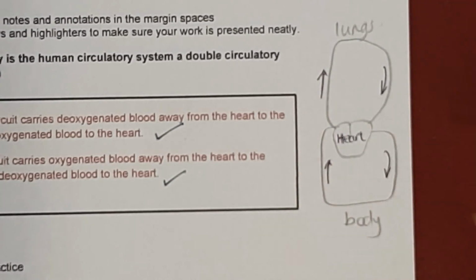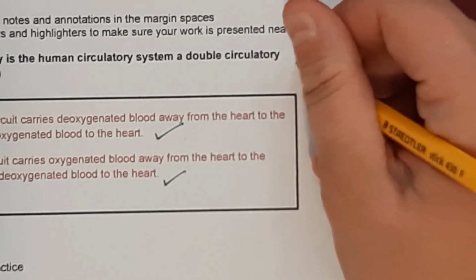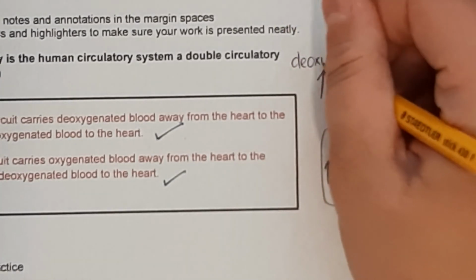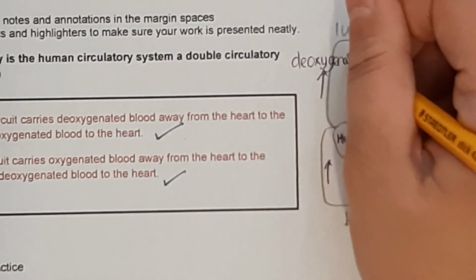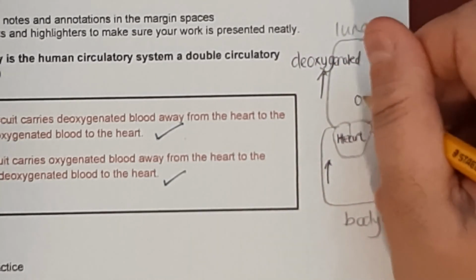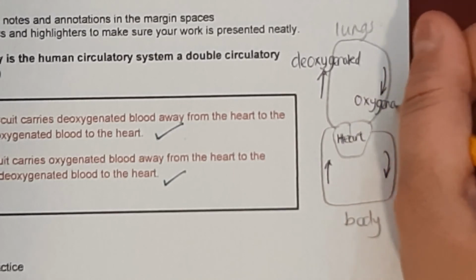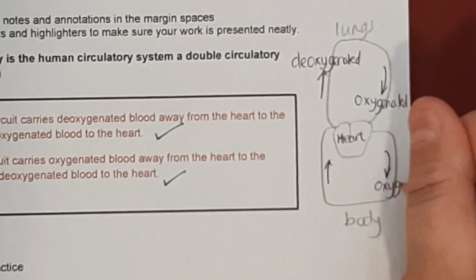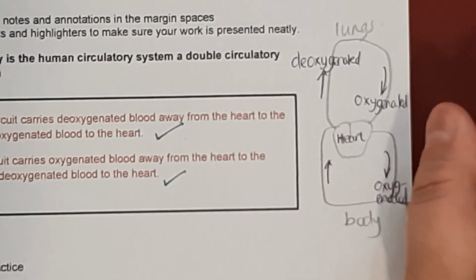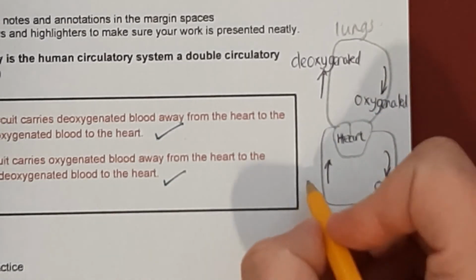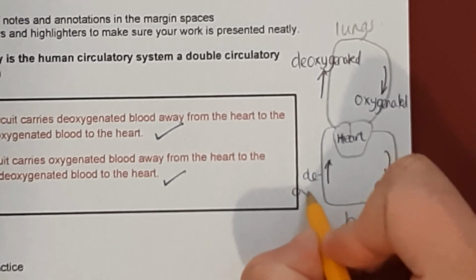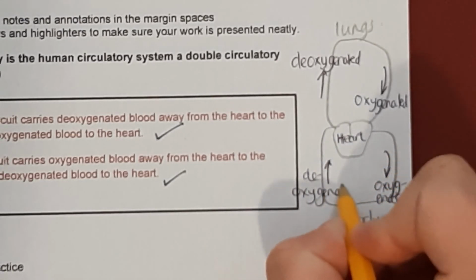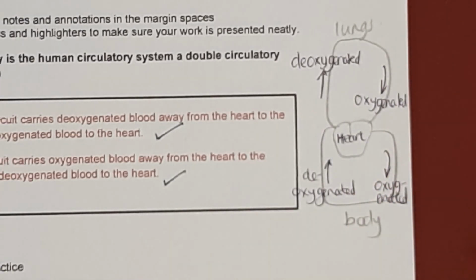You would also need to indicate that this is deoxygenated going to the lungs, and oxygenated away. And then from the heart, you would need to say that this is oxygenated towards the body and deoxygenated on the way back. So either of those answers would be sufficient for the marks.